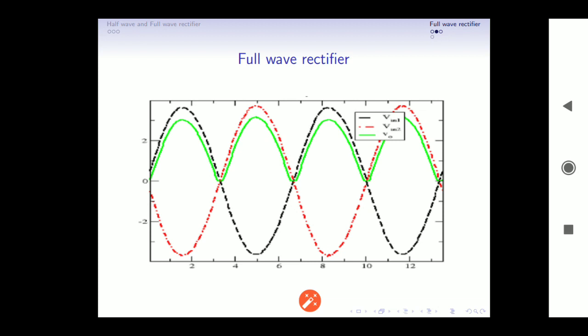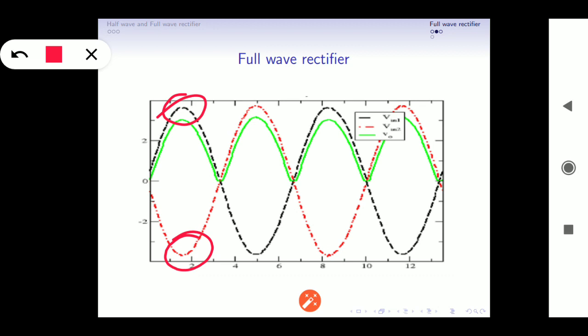There are three curves here. The black dashed curve is one input signal, the red dashed curve is another input signal, and the green continuous curve in this picture is the output signal. Notice that when one of the inputs is at positive peak, at the same moment the second input signal will be negative. Therefore, one of the diodes conducts and the other diode will not conduct. This reverses exactly 180 degrees apart. When the second signal is positive, the first signal will be negative, so this diode will conduct and this diode will not.